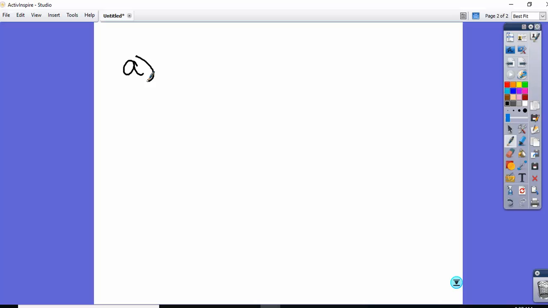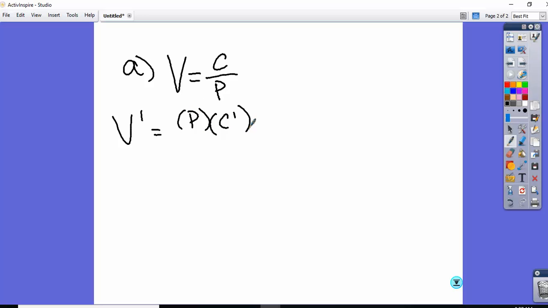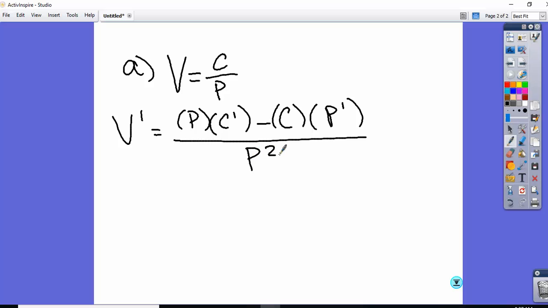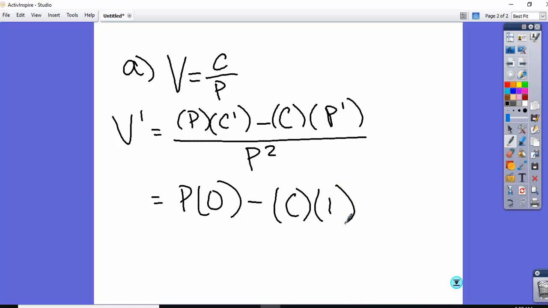Okay. First thing we did was bring the P over, and then we found the derivative and used the quotient rule. And then we solved for the derivatives. So C here represented a constant. That's how they know its derivative is 0.